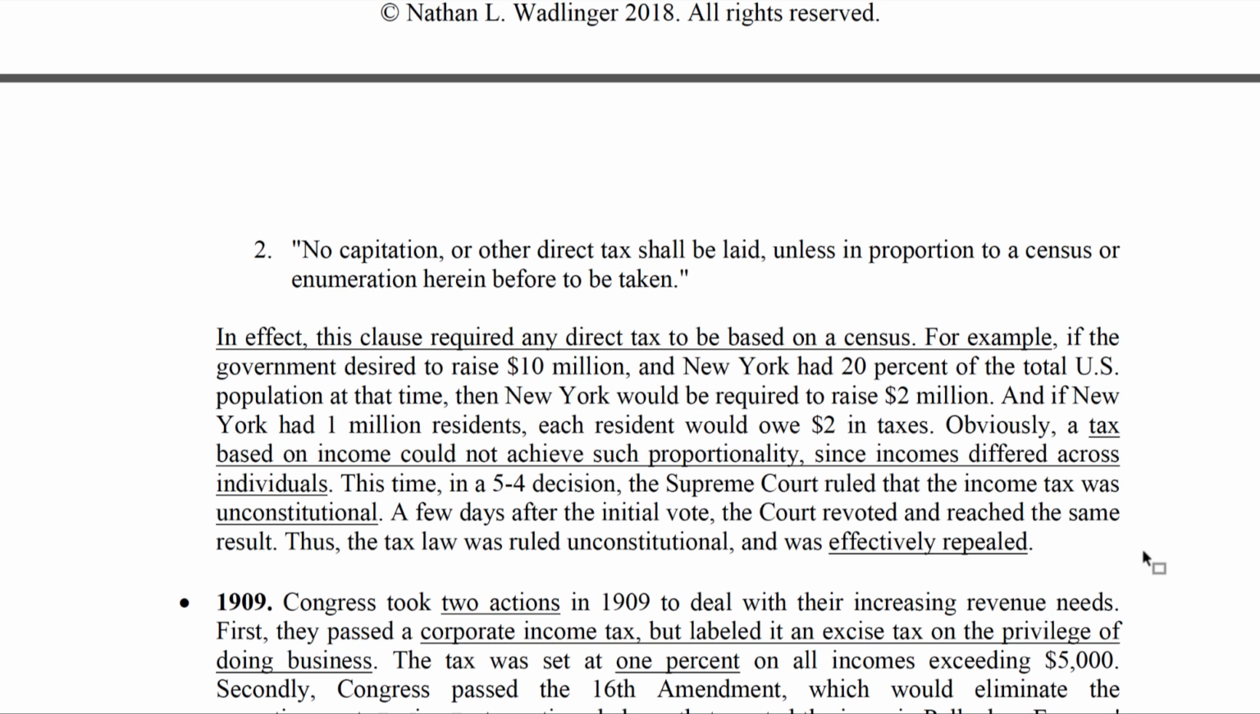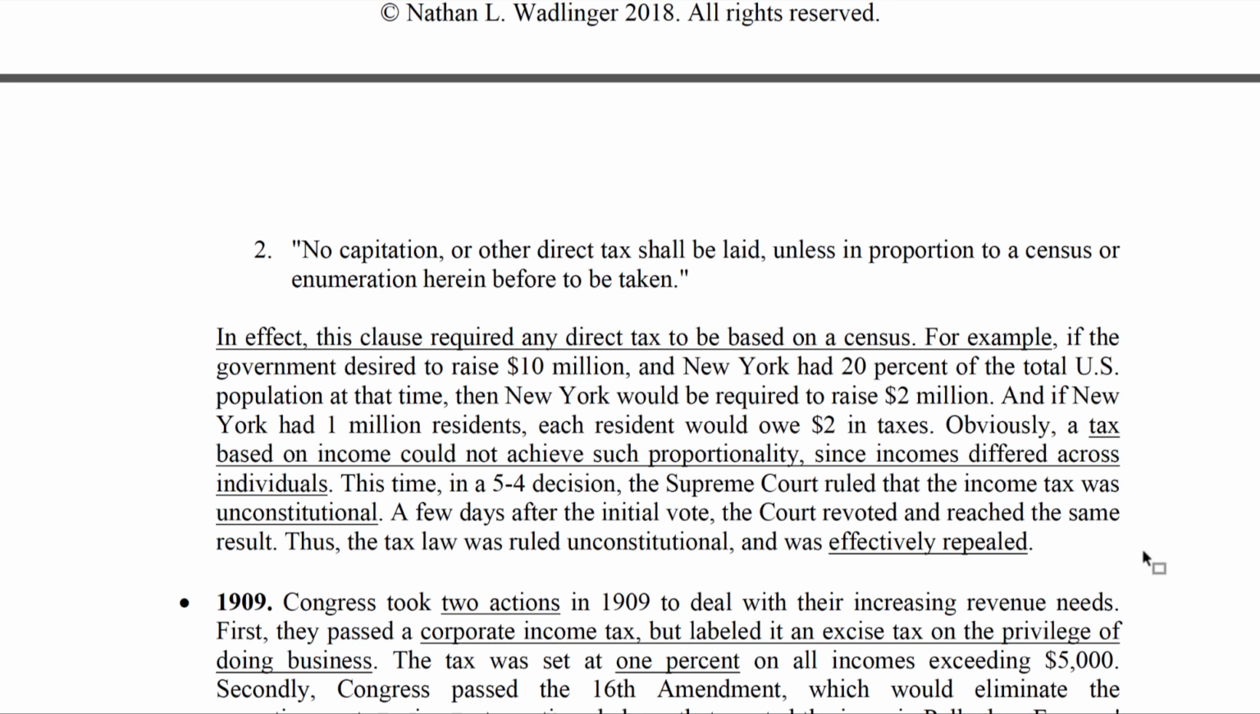Obviously, a tax based on income could not achieve such proportionality since incomes differ across individuals. You can't say, okay, well, this individual might owe $10 in taxes this year, but this individual only owes $1, and this individual owes $7. And then, from that, we get the $2 million needed from New York. No, everyone owes proportionally the same. That's how the Constitution read.